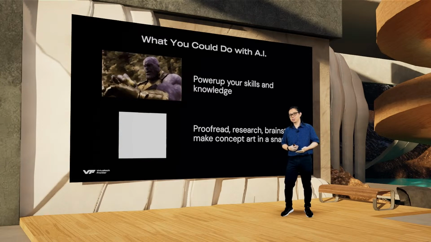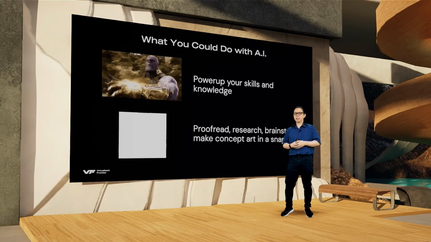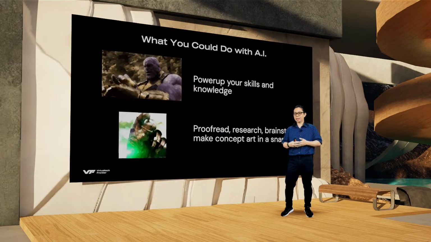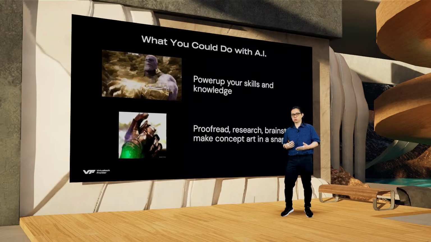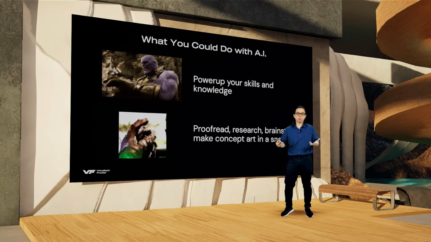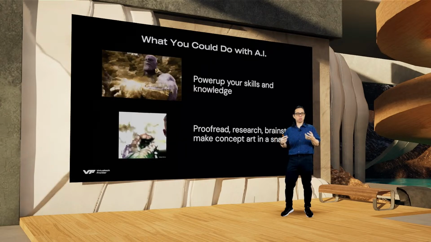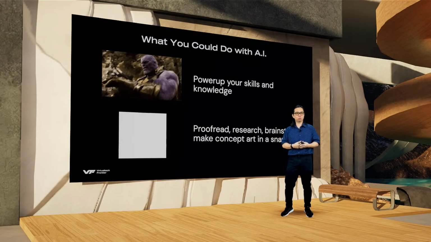If you need an assistant, use it as one. Get it to proofread the idea that you have. Get it to brainstorm with you. Ask it to help you research. If you're not good at drawing, that's okay. Find an AI that can help you produce some concept art so that you and your team members can get rolling in a snap.